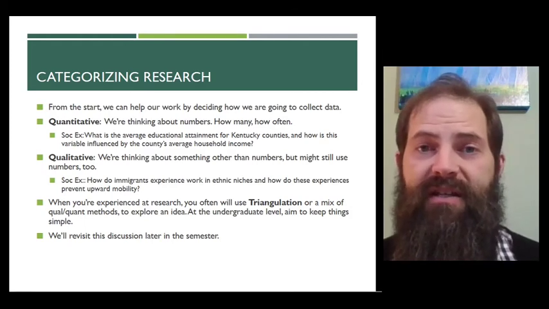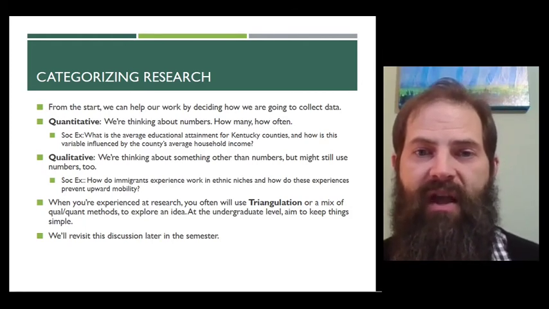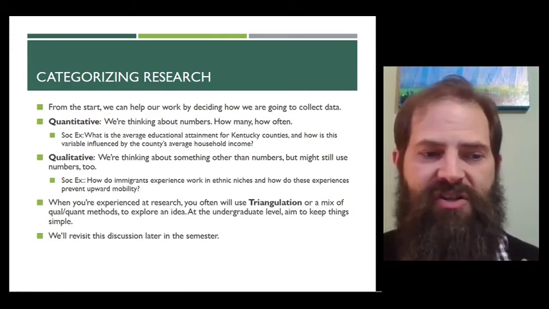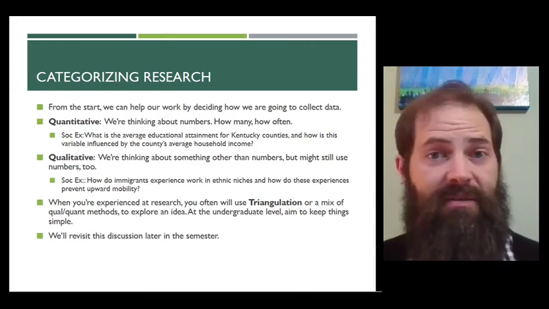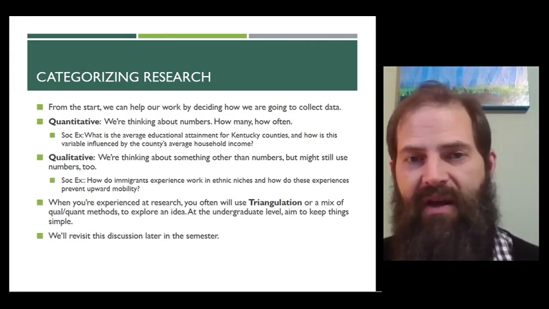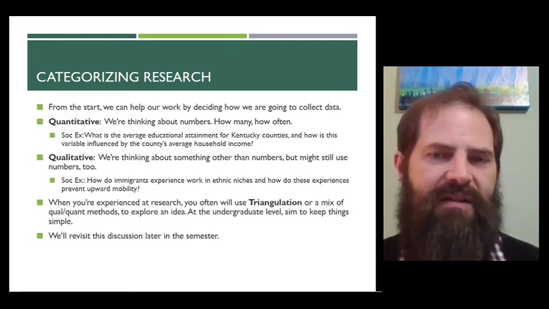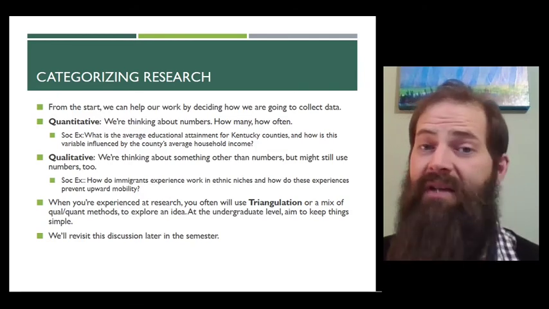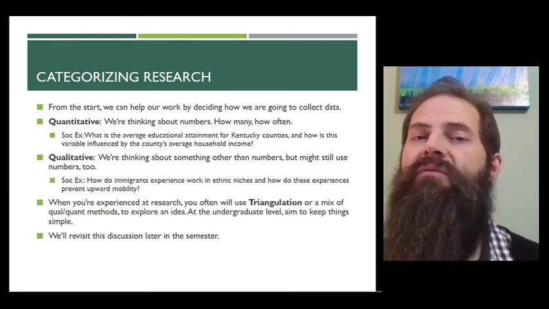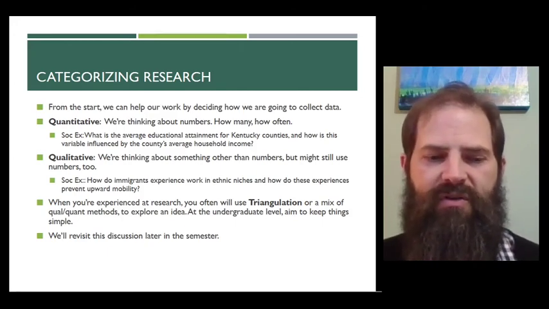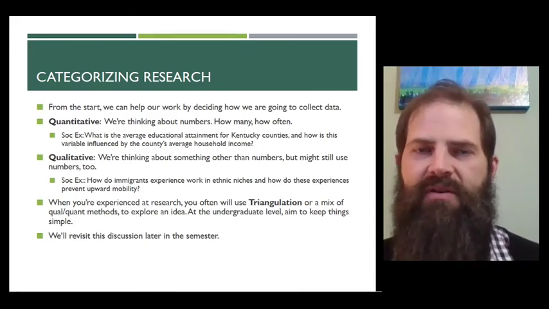This is a very quantitative question because you can see how we have educational attainment, something that I can quantify as like a percentage of people graduating from high school, for example. And the average household income, again, something very numeric. It could be $33,000. We don't know. But these are quantitative figures. Qualitative, we're looking for something other than numbers. We might still use numbers, but we're looking for something other than numbers. Maybe experiences in their own words, or watching people to understand how they interact with an idea.